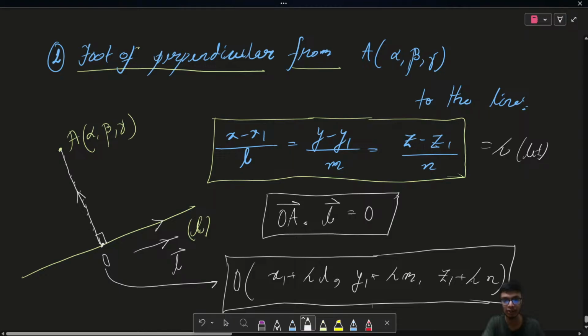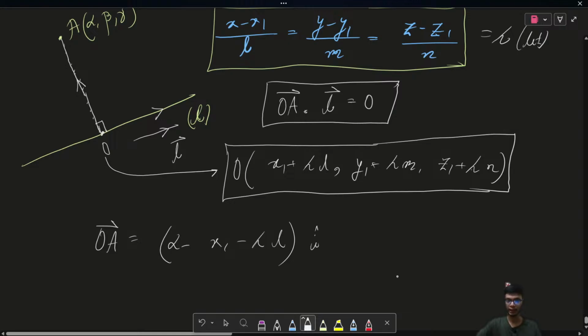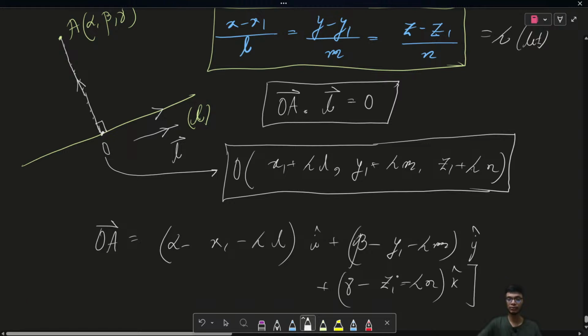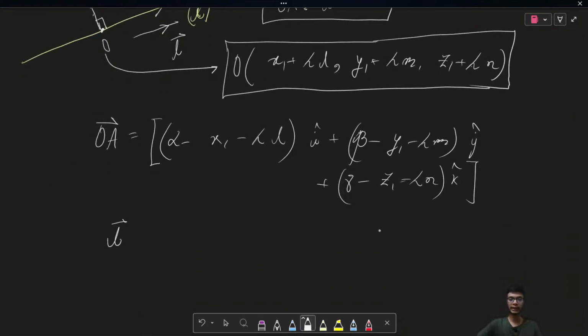Now, once I have this coordinate of point O, I can easily form the OA vector. So the OA vector will be obtained as alpha minus x1 minus lambda times l i cap, plus beta minus y1 minus lambda times m j cap, plus gamma minus z1 minus lambda times n k cap, and this will be my OA vector. Now once I obtain my OA vector, and I already know the direction ratio along the line is given as l i cap plus m j cap plus n k cap, right?